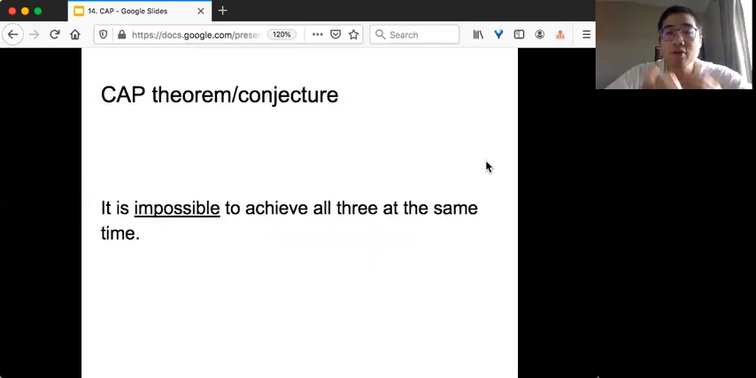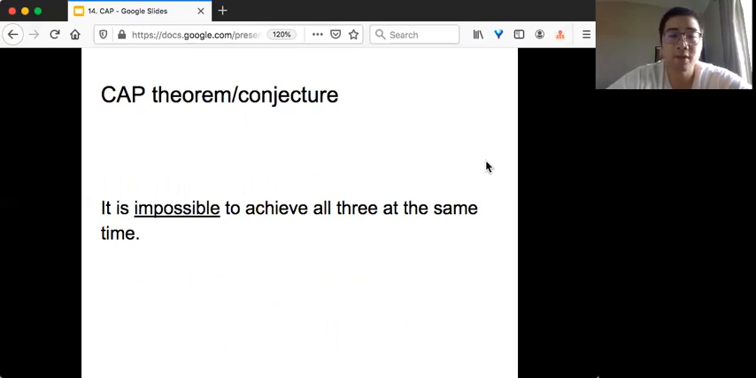Then the CAP theorem, at first Brewer's conjecture, is pretty simple to state. We have three very important properties for our distributed system, and unfortunately, we cannot achieve all three of them at the same time.